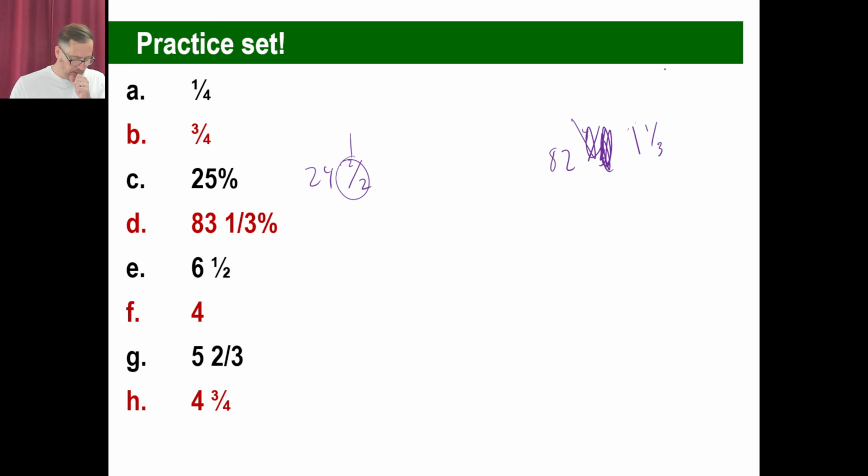E, 6.5. That's basically 5. You might have gotten 5 6/4. Well, 6 divided by 4 is 1 2/4, or I would say 1 1/2, and that's what I would add to the 5, 6.5. There you go. F is 4. Should have been a piece of cake. 3 8/8. 8 divided by 8 is 1. 3 plus 1 is 4. 5 2/3 and 4 3/4. There you go. Piece of cake.